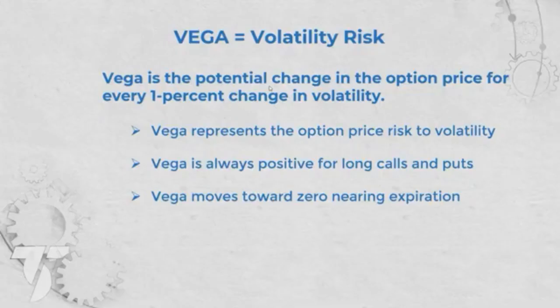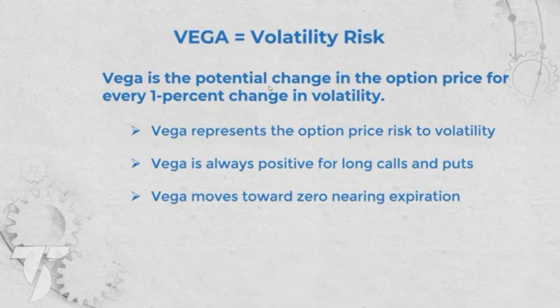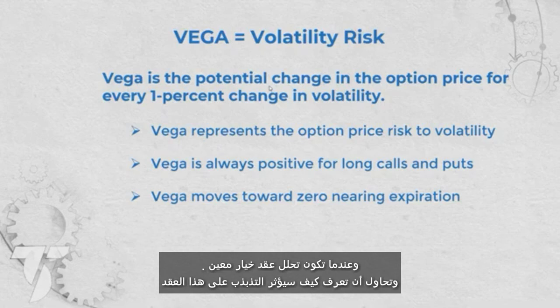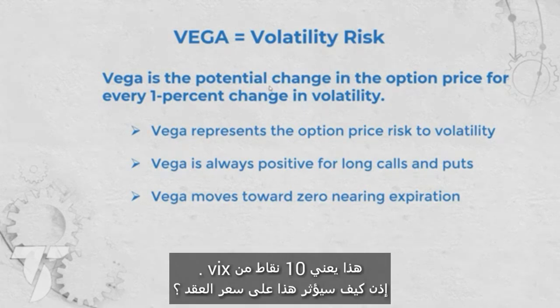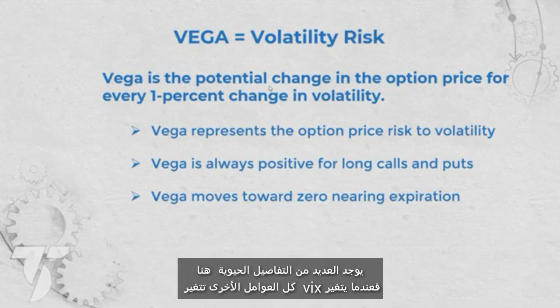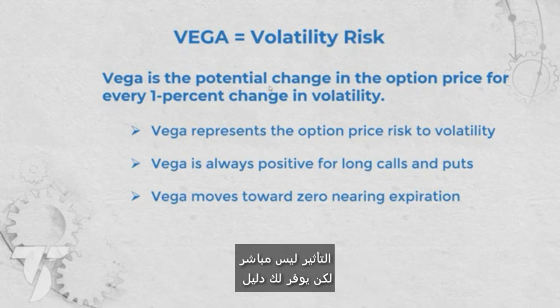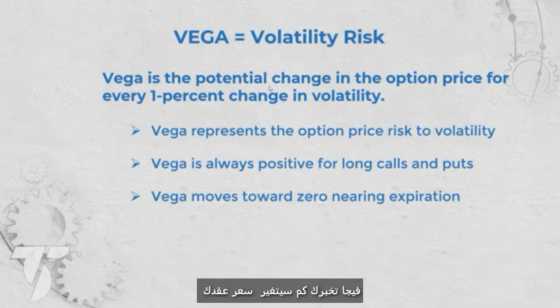So volatility is the Greek risk factor called vega. And so when you're looking at an options chain and you're trying to figure out how will volatility affect the price of my option, if I'm expecting volatility to go from 20 to 30, that's 10 VIX points. Well, how will that affect my option price? Now, there's a lot of moving pieces here, and it's dynamic. As VIX changes, all the other factors change, so it's not linear, but it gives you a guide, right? So for every 1% change in volatility, Vega tells you how much your option price is going to change.